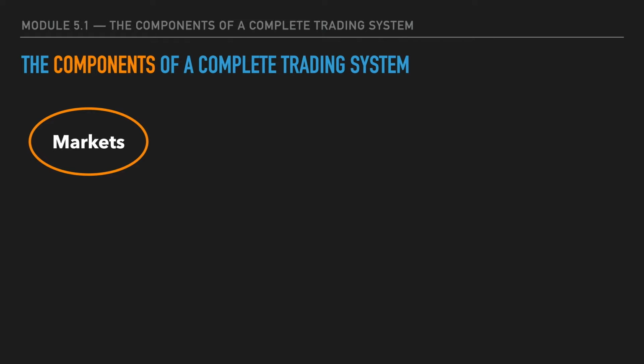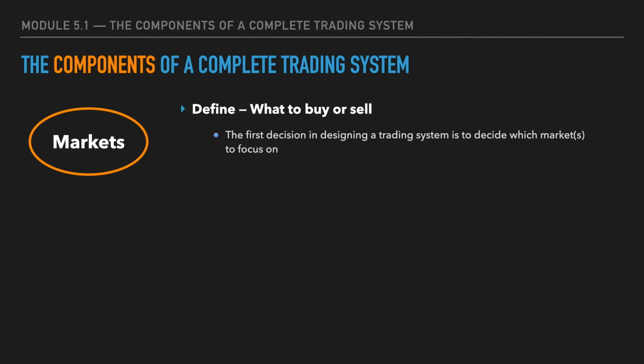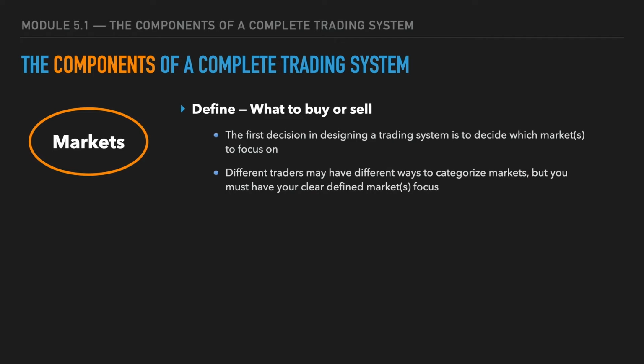First, market. This component defines what to buy or sell. The first decision in designing a trading system is to decide what markets to focus on. Different traders might have different ways to categorize markets. For example, you can categorize markets by asset classes, like I will focus on the currency market or stock market or commodity market. Or you can categorize markets based on structure, like I will only focus on the markets that are trending.